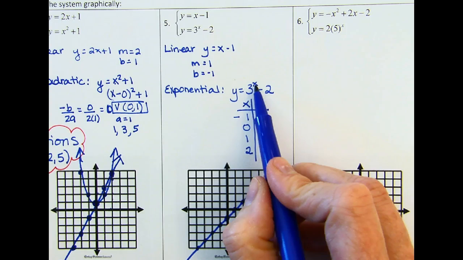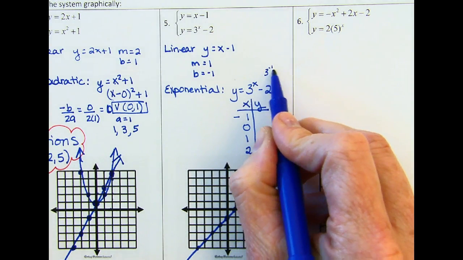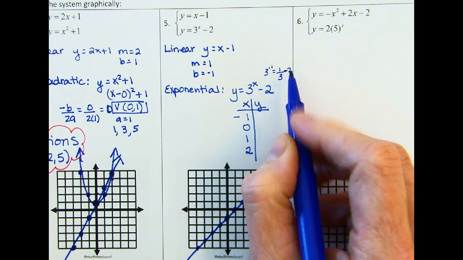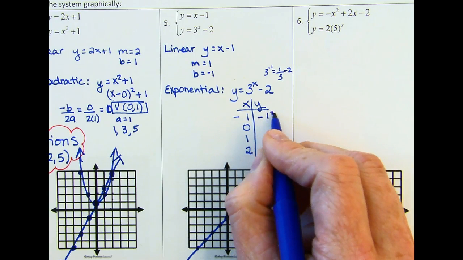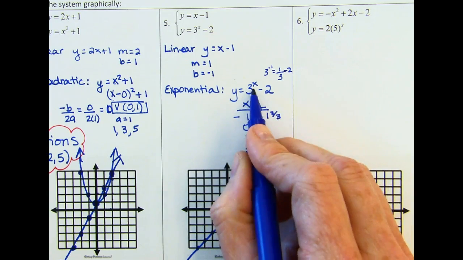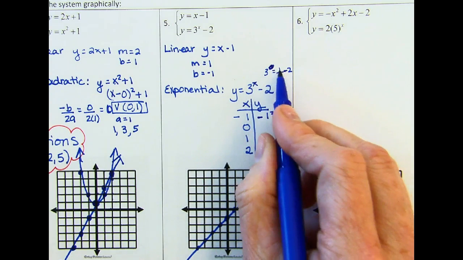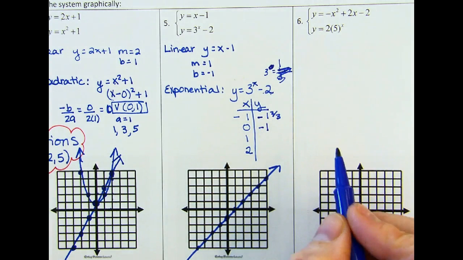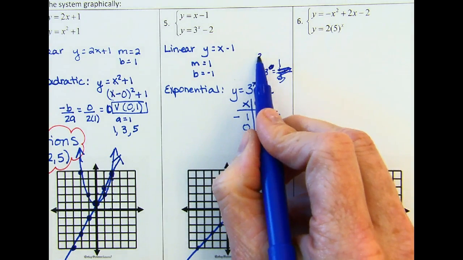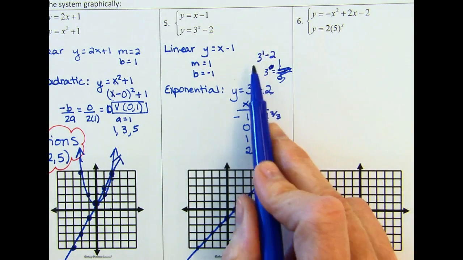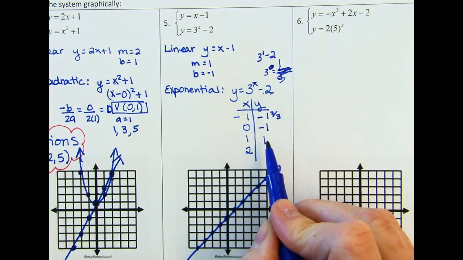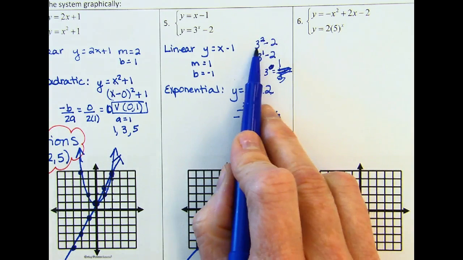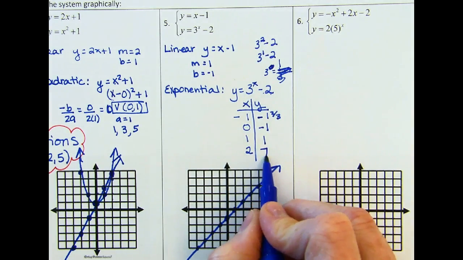So if I plug in a negative 1 here, 3 to the negative 1 is 1/3 minus 2. So what is 1/3 minus 2? That is negative 1 2/3. Plug an easier one in, the 0 there. Well, that's just going to give me 1. So 1 minus 2 will give me negative 1. Plug another one in, 3 to the first power minus 2. That's going to give me 3 minus 2, which is 1. And plug 3 to the second power in, minus 2. That is going to give me 9 minus 2, which gives me 7.